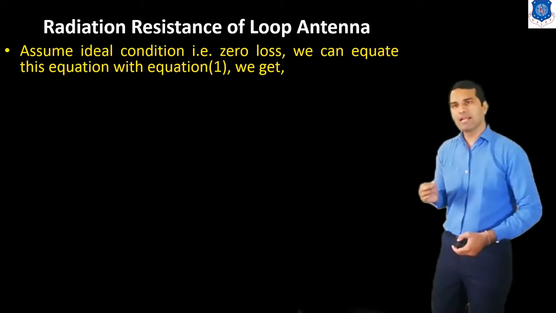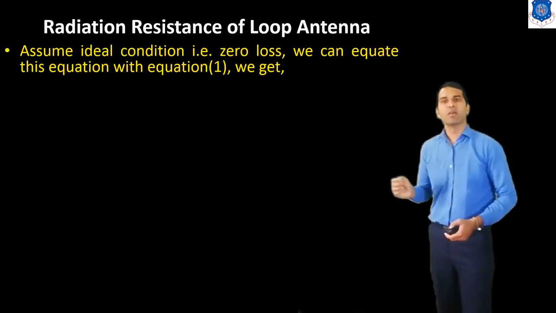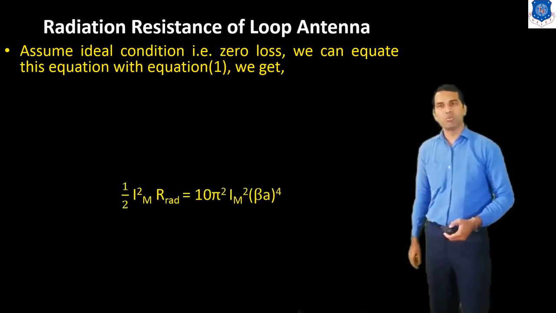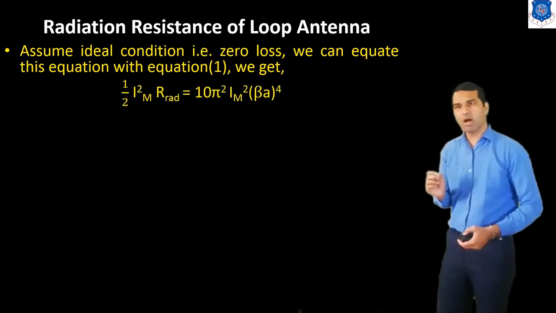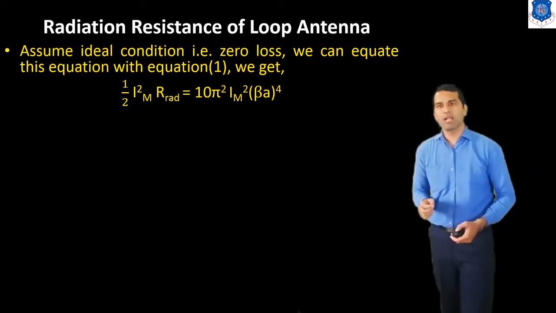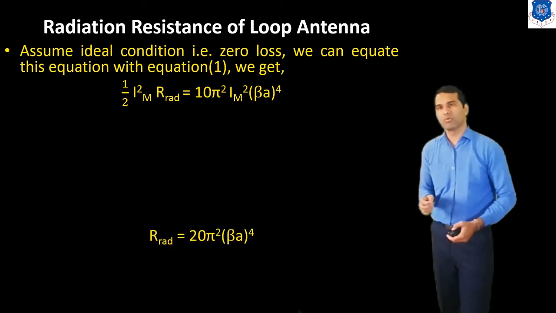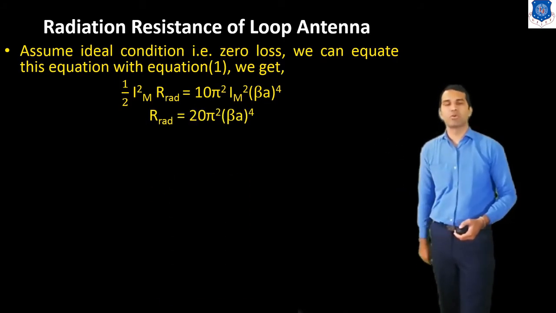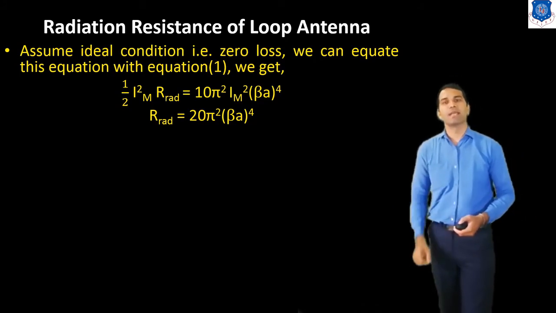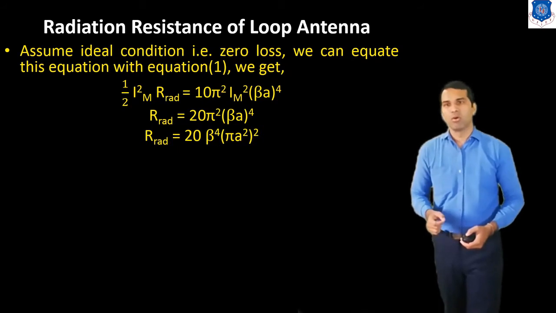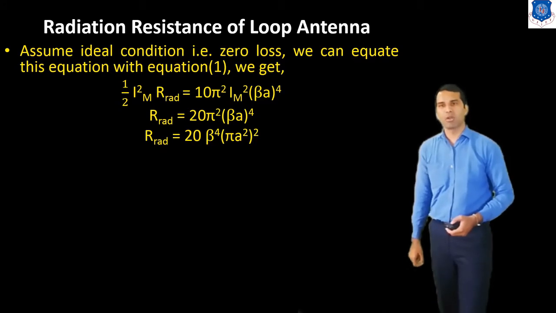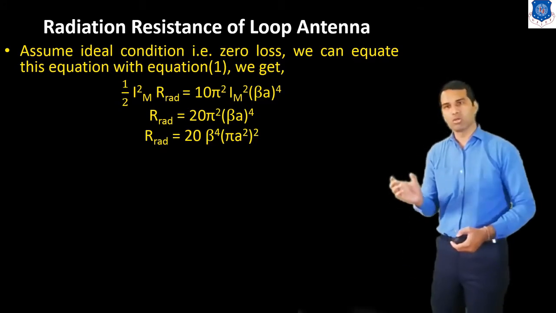Now assume the ideal condition, that means zero loss. We can equate this equation with equation number 1. So we get 1/2 Im² into R radiate is equal to 10π² Im² (βa)⁴. So when we compare these two equations, we can write R radiate, that means radiation resistance, equals 20π² (βa)⁴. Or we can also write this equation as R radiate is equal to 20 β⁴ (πa²)².